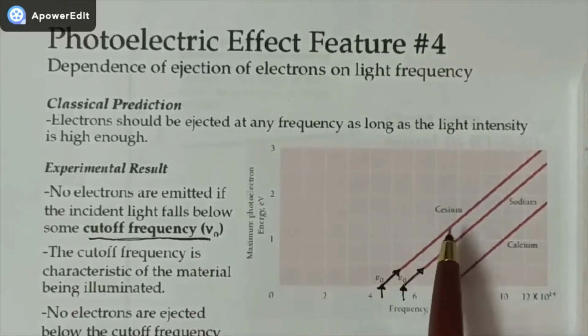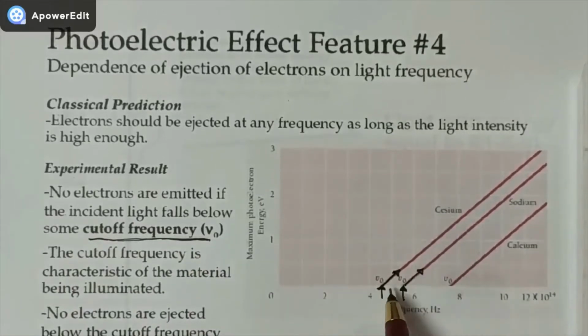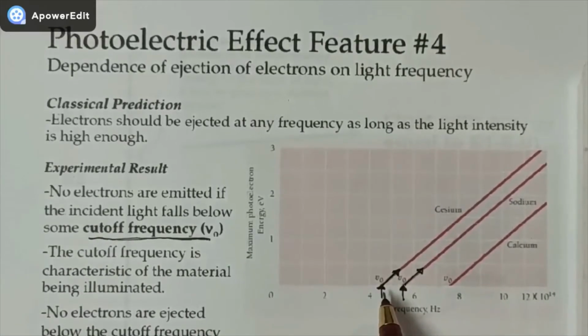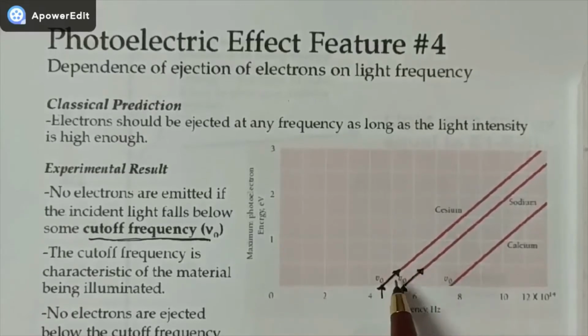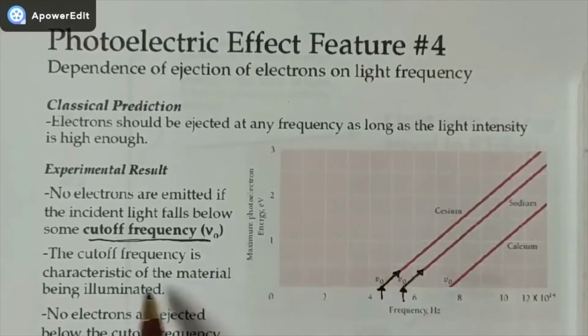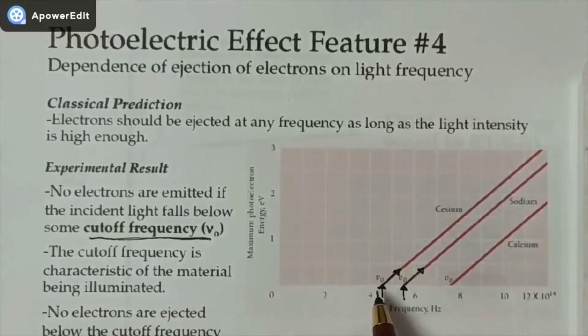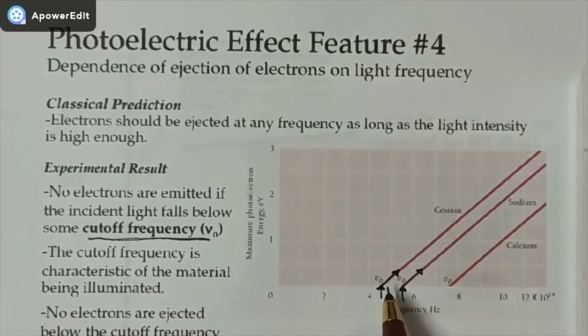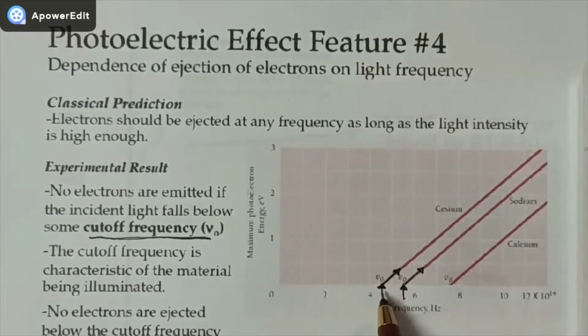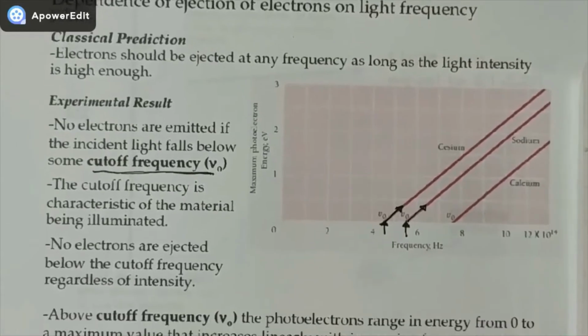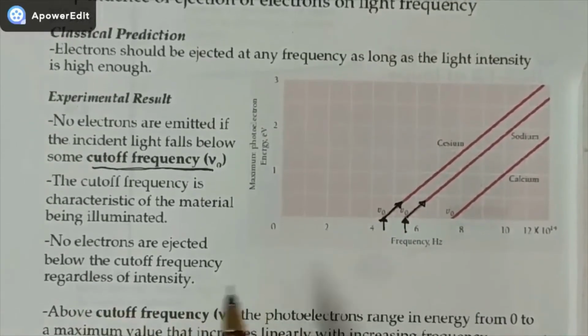For example, if I shine red light on this cesium surface, it may happen that no electrons will come out. But if we shine blue light on this surface, then the electrons will come out. So the cutoff frequency is a characteristic of the material being illuminated. It is the property of the particular material. The cutoff frequency for cesium is this, for sodium it is something else, for calcium something else. And no electrons are ejected below the cutoff frequency regardless of the intensity.